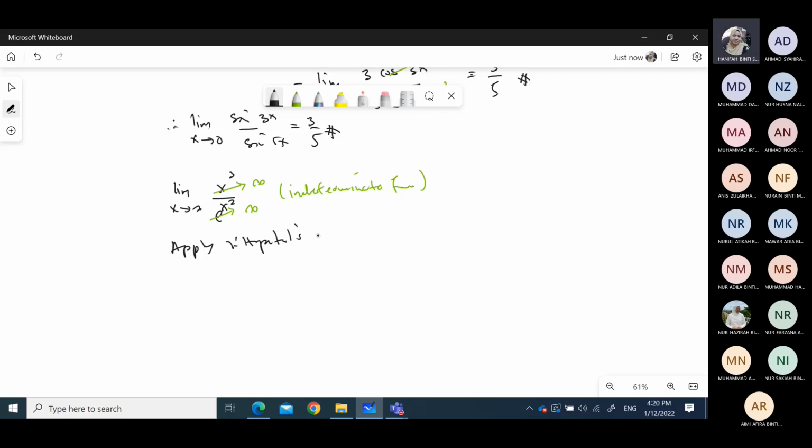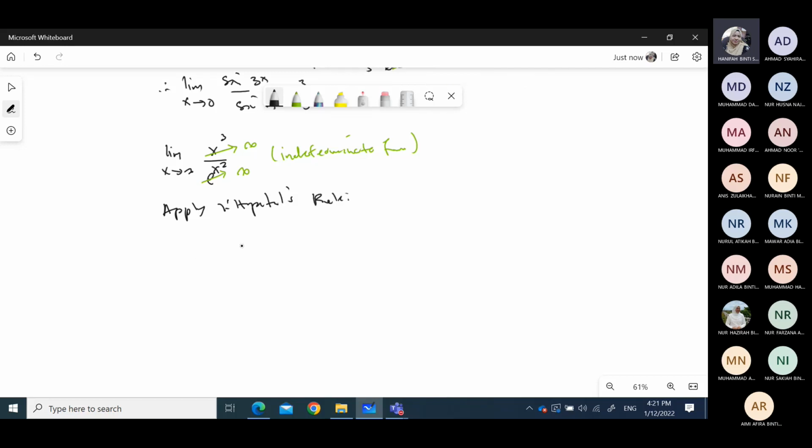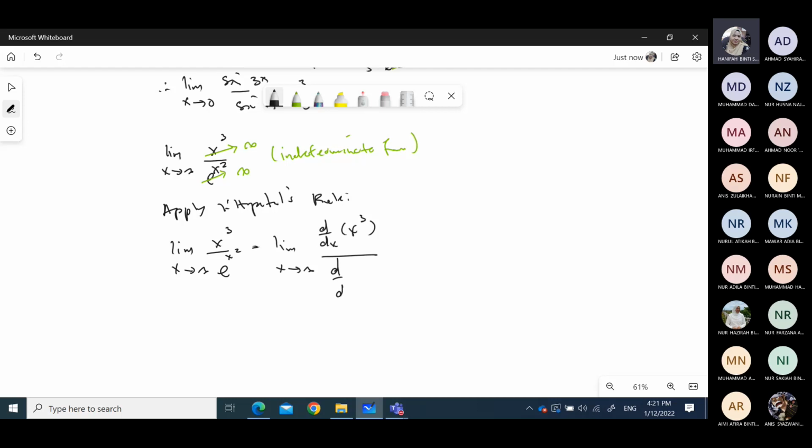So bila you nak apply L'Hopital's rule, you kena letak dekat situ apply L'Hopital's rule. You need to mention that you apply L'Hopital's rule. Ada sebab. Okay. Sebab dia adalah limit x approach to infinity for x to the power of 3 over exponent x squared equivalent with limit x approach to infinity for the derivative respect to x on x to the power of 3 over derivative respect to x on exponent x squared.